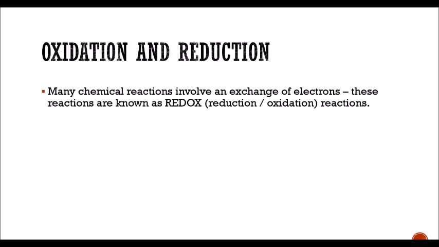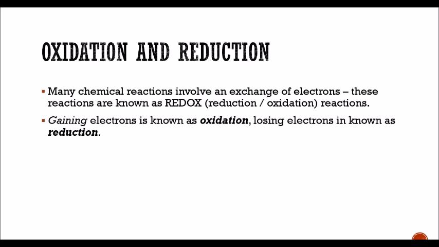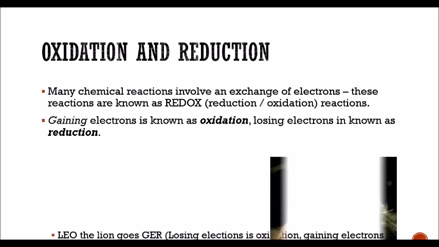These are typically called redox reactions, reduction and oxidation, or oxidation reduction. And the way this is defined is that losing electrons is known as oxidation. Gaining electrons is known as reduction. I know right away that probably seems strange, that when something gains electrons, it's called reduced. But that's how it goes.